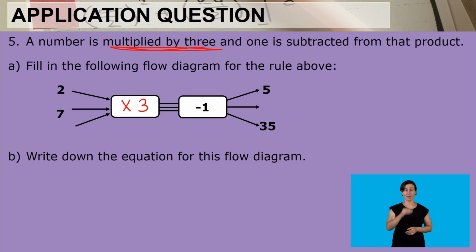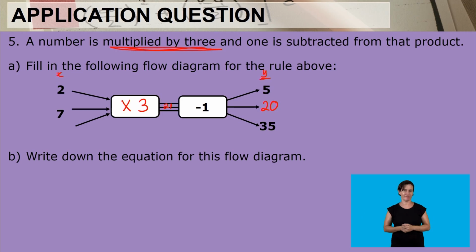So 2 multiplied by 3 is 6. And when we subtract 1, we get that output value of a 5. Then when we say 7 multiplied by 3, we know that is the 21. And when we subtract 1, that is going to give us an output value of 20. And then lastly, we do not know what the input value is, but we can see that we have been given an output value of that 35.